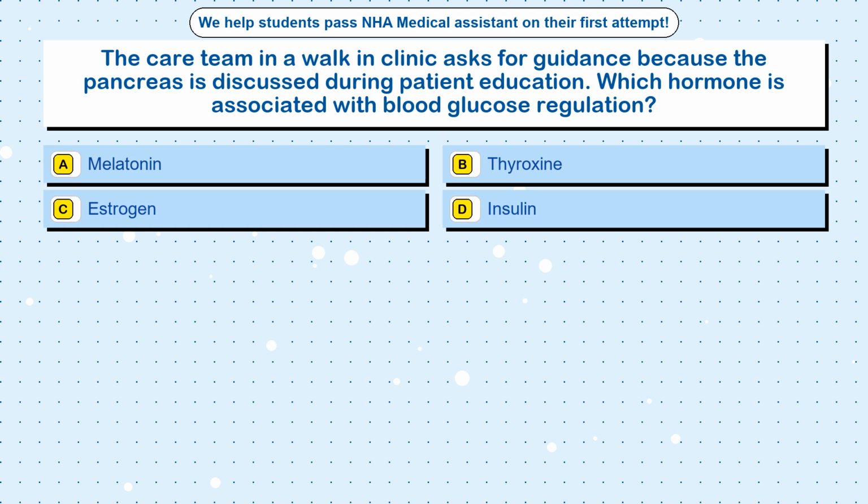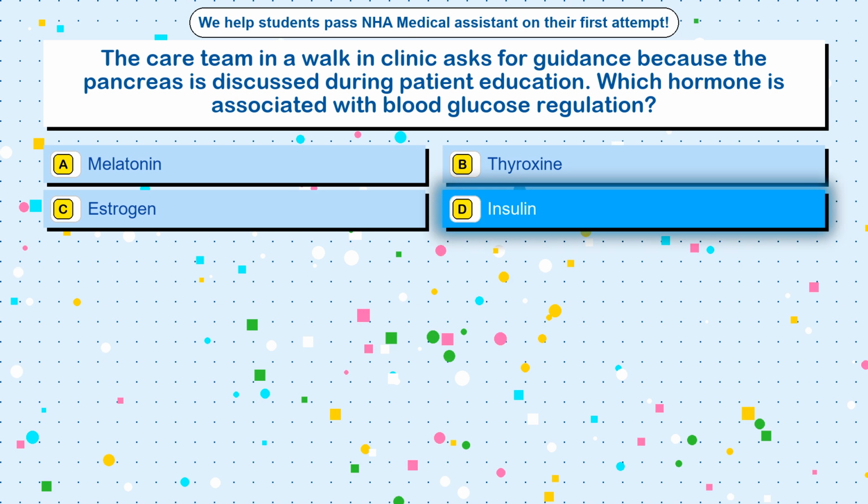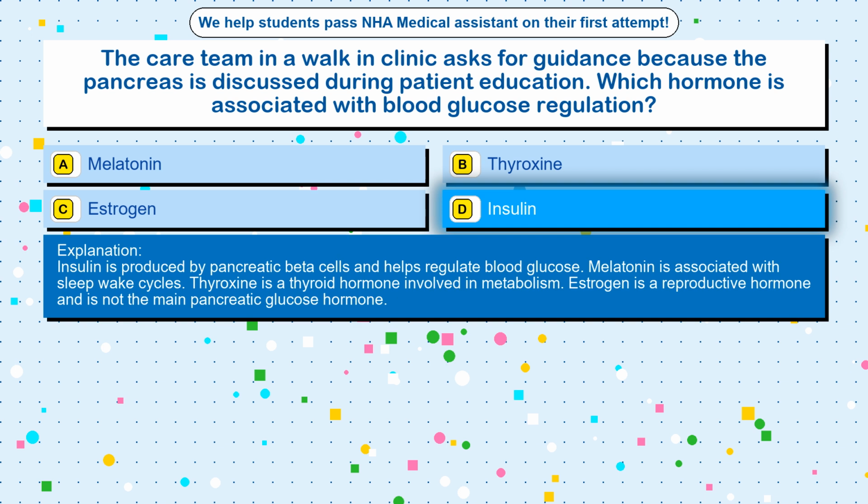Question 86. The care team in a walk-in clinic asks for guidance because the pancreas is discussed during patient education. Which hormone is associated with blood glucose regulation? Option A. Melatonin. Option B. Thyroxine. Option C. Estrogen. Option D. Insulin. The correct answer is option D. Insulin. Insulin is produced by pancreatic beta cells and helps regulate blood glucose.